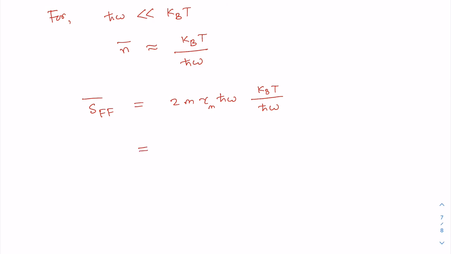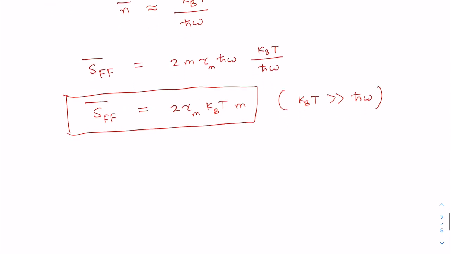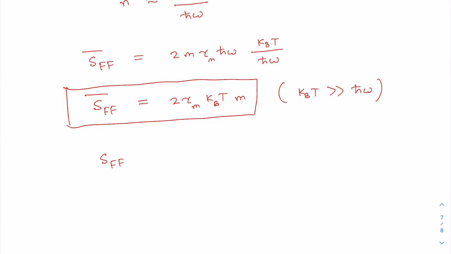So what I will have here is twice gamma m kBT, into m is also there. So this is what I have at very high temperature, that means when kBT is much greater than ħω. As you can see, this particular function is now independent of frequency, so the spectral noise density is obviously frequency independent, so they are symmetric in frequency, and this is the case when we are in the classical regime that we also discussed in the class.